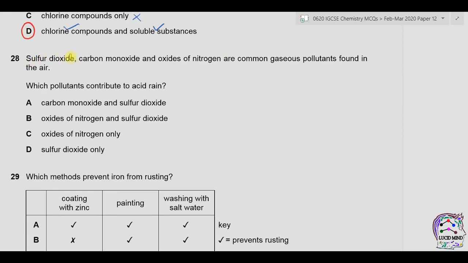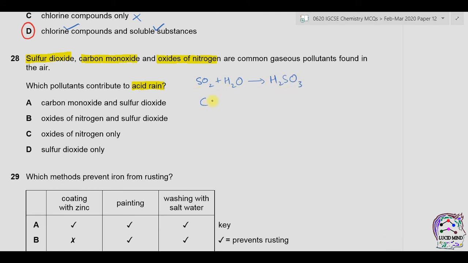Question 28. Sulfur dioxide, carbon monoxide and oxides of nitrogen are common gaseous pollutants found in the air. Which pollutants contribute to acid rain? Acid rain is caused by acidic oxides. So we can see sulfur dioxide actually dissolves in rainwater to form H2SO3, which is acidic.